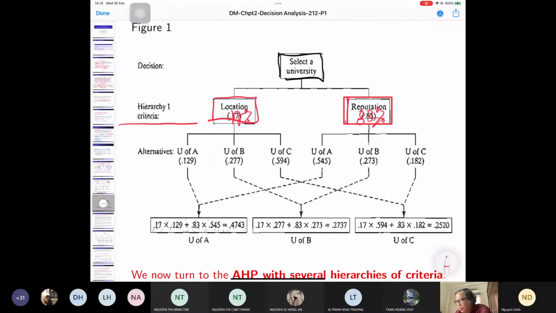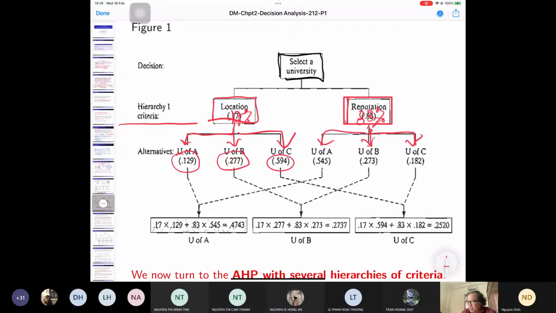And here we have only one hierarchy, one criteria. That is just location and reputation. And with the location, you have the three universities: UA, UB, UC. The mark is this, the mark is this, the mark is this. And with the reputation, 83%, you also have three universities, and the marks corresponding are like this.